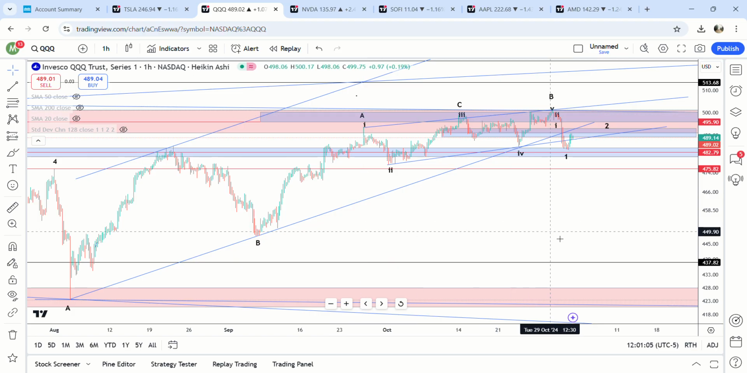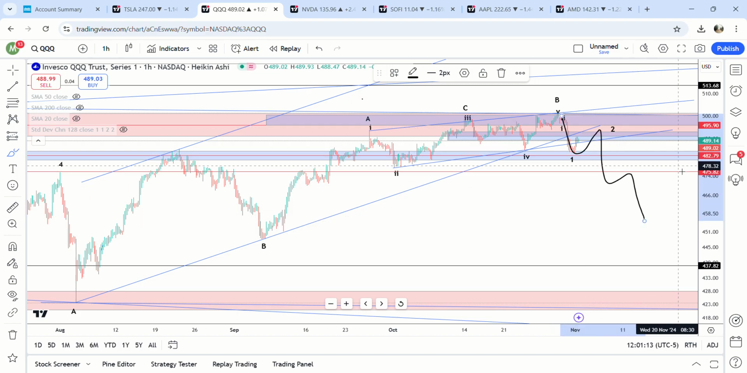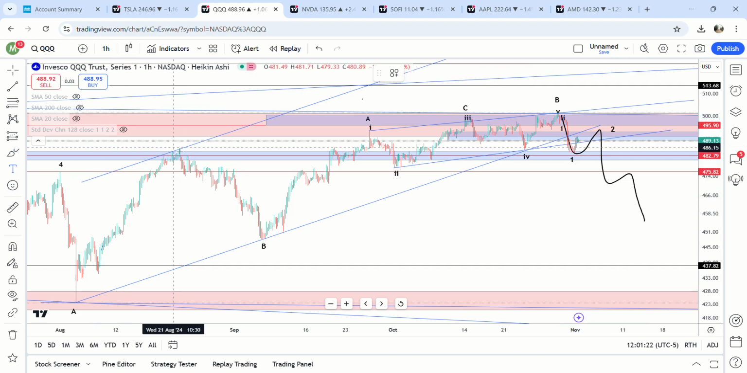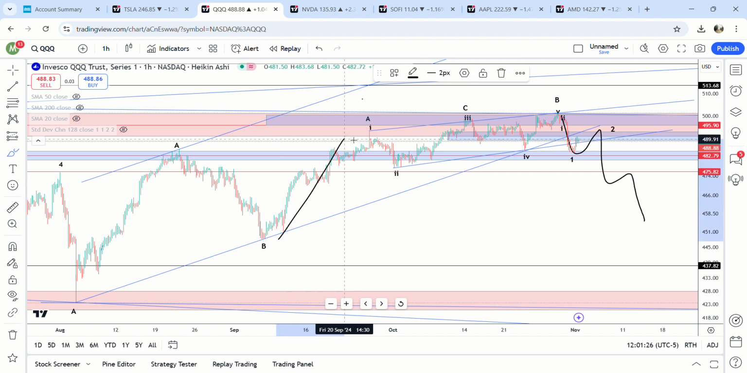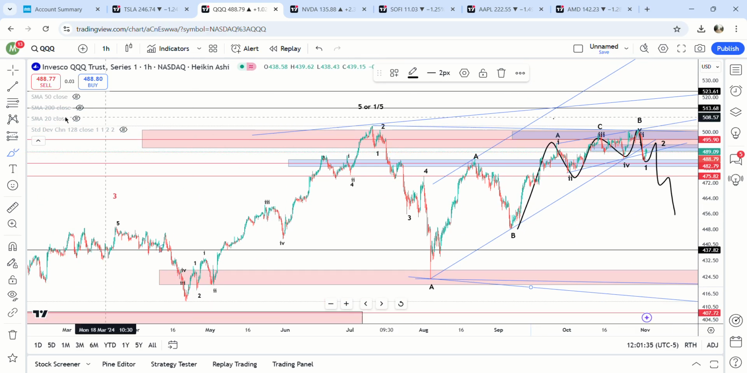I'm going to give you the original count. So the count I did yesterday in the video, I think it was members only. I had this down here to like 450. Definitely possible, and that would look like, basically, A, B, and then the C wave was 1, 2, 3, 4, 5, C. And then we would head down here and make a C wave overall.